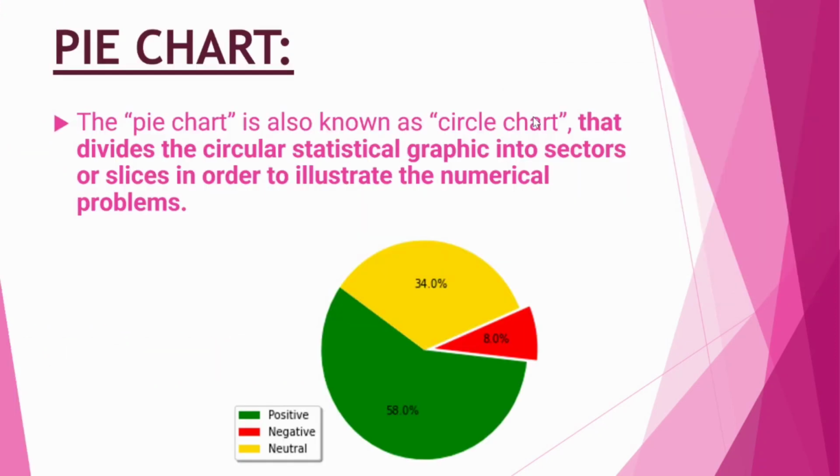So let us see firstly what is a pie chart. The pie chart is also known as a circle chart that divides a circular statistical graphic into sectors or slices in order to illustrate the numerical proportion. So this is the pie chart you can see here. This is from our Twitter data only. The positive tweets are 58%, negative tweets are 8%, and neutral are 34%.